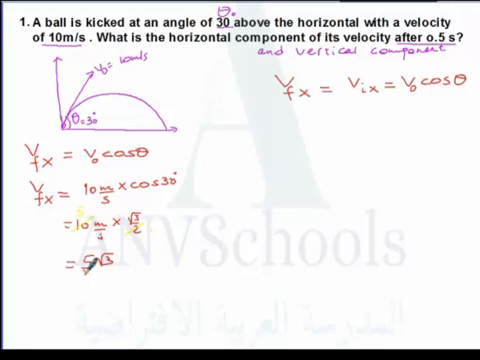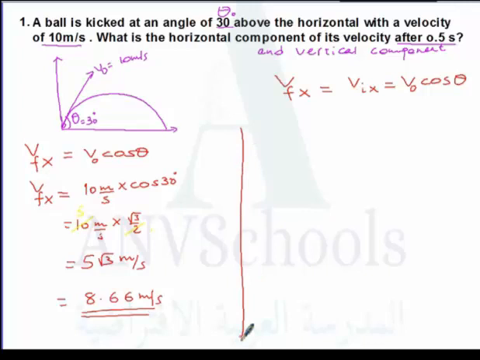This is the same as 8.66 meters per second. When you take the square root of 3 and multiply by 5, you will get 8.66 meters per second. This is the horizontal component of velocity after 0.5 seconds. Here what you have to know is the horizontal component of velocity is independent of time. It remains constant throughout the motion, because the horizontal component of velocity is not under the effect of gravity, so the speed doesn't change throughout the motion.